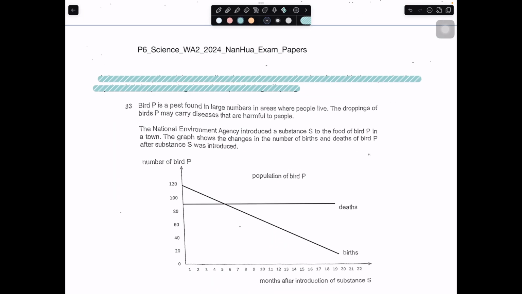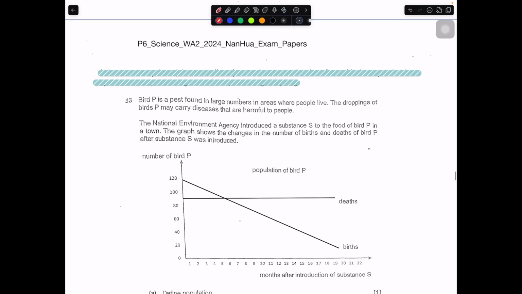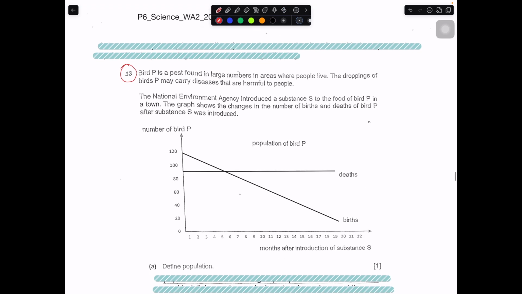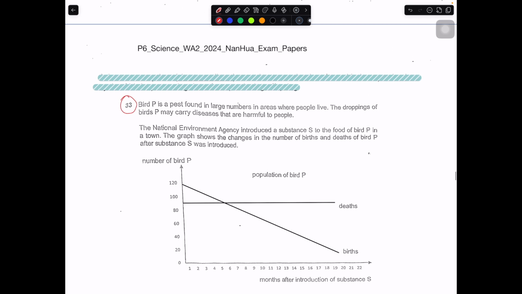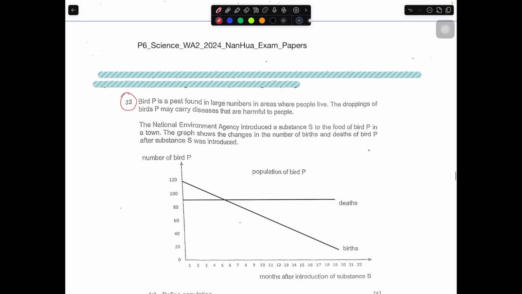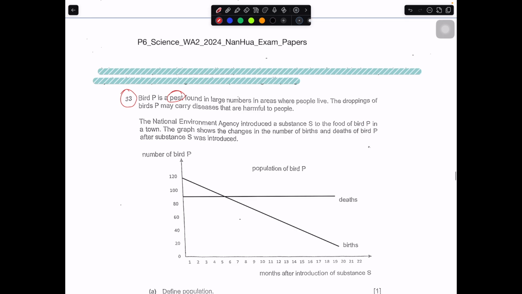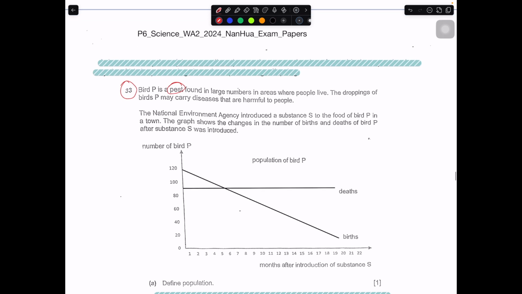So today I'll be going through the P6 WA2 Nan Hua exam paper. This is question number 33, which is on population living together as well as population control. Bird P is a pest. It's a bird found in large numbers in areas where people live. The droppings may carry diseases that are harmful for people.